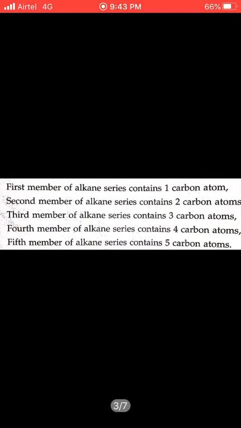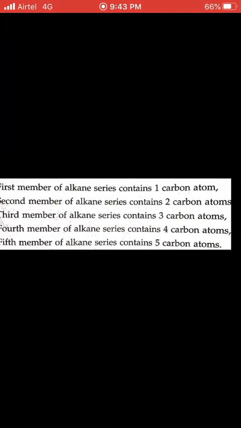You can see this in the table. The first member of the alkane series contains one carbon, second 2, third 3, fourth 4, fifth 5. But the difference is CH2. Keep this in your mind. If there are any compounds and the difference between them is CH2, then they are part of the homologous series, whether in ascending or descending form.